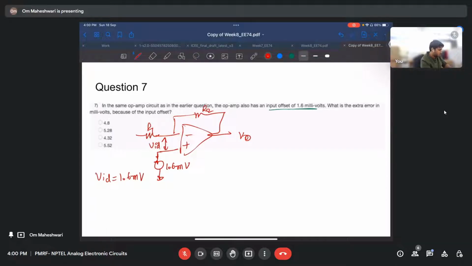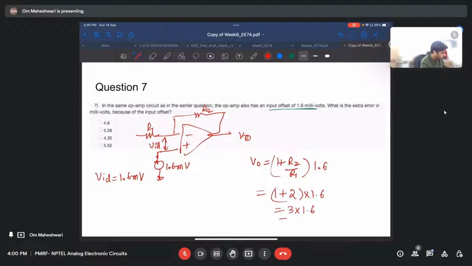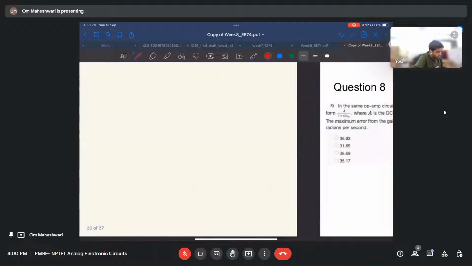So what is that extra output? It is simply VO equals 1 plus R2 by R1 into 1.6, into 1 plus 2, into 1.6, equal to 3 into 1.6, equals 4.8 millivolt. So 4.8 is the answer here. And the last question also, let's see quickly.